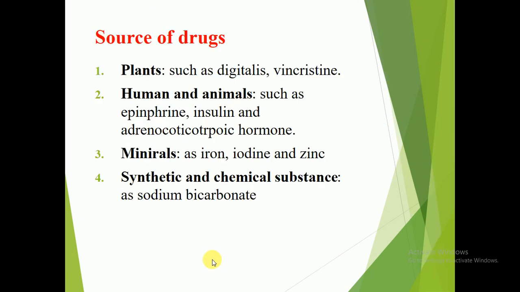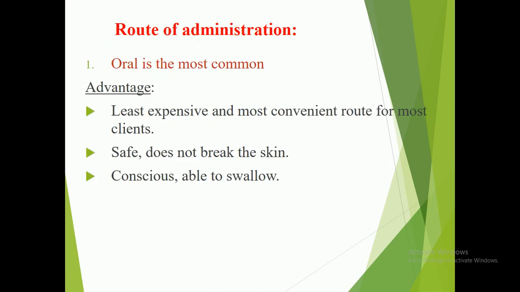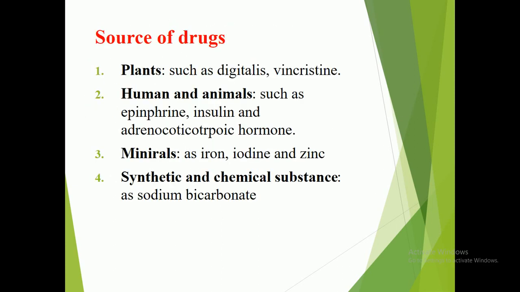Okay, now let's come to the sources of drugs, from where these drugs have been extracted. What are the different types of sources from which these drugs are extracted? The first one is plants. For example, Digitalis and vincristine. Digitalis lanata is a medicinal plant from which digoxin, digitoxin, and different types of drugs are extracted.